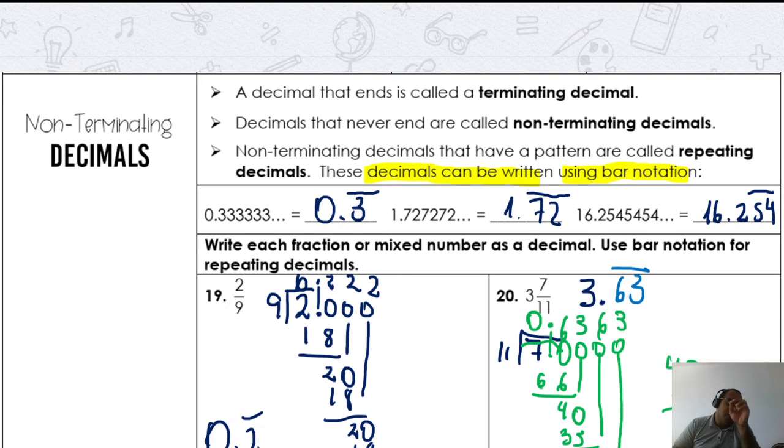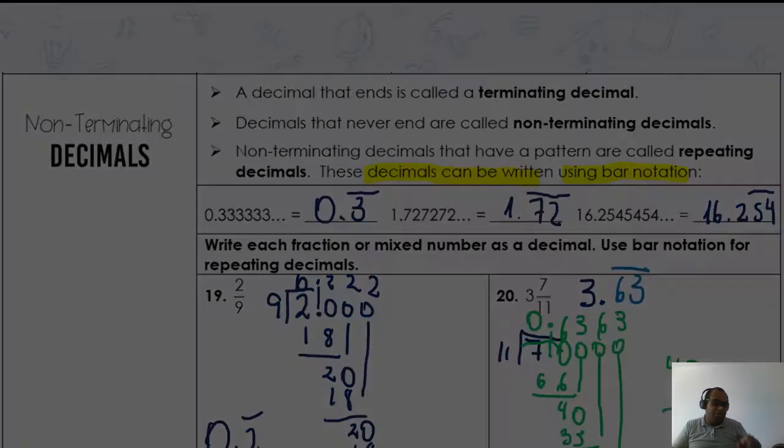1.72 with the bar notation above the number 72. How can I read it? It is 1 and 72 hundredths, with 72 repeating decimal. Nice, guys. Let's go ahead here. How can I solve it? Just divide as normal, and you'll see the pattern, and you write it as a bar notation over here.